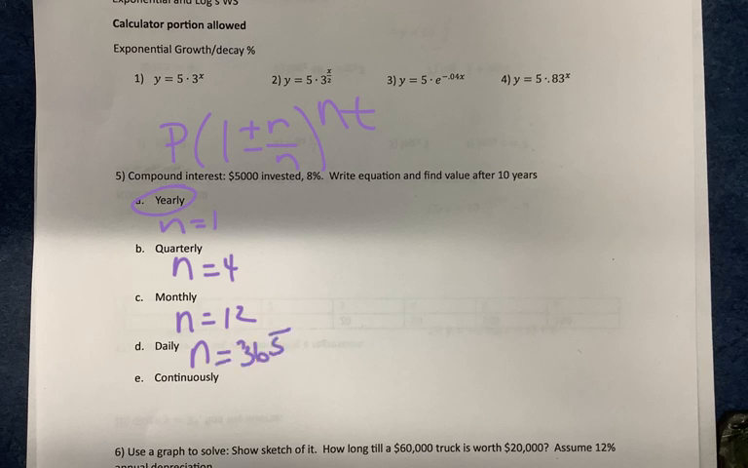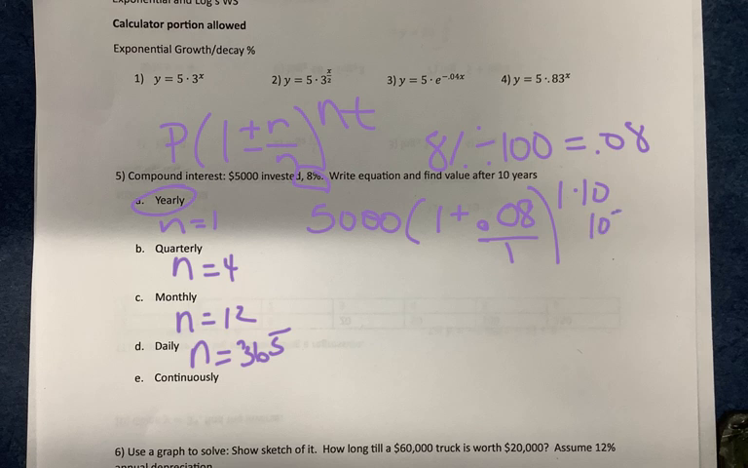So I'm just putting this equation into my calculator. 5,000, and it's going to be 1 plus 8%. Divide 8% by 100 to turn it into a decimal, which is 0.08. N is 1. And the exponent is 1 times 10 because it's 10 years. And so that is $10,794.62.